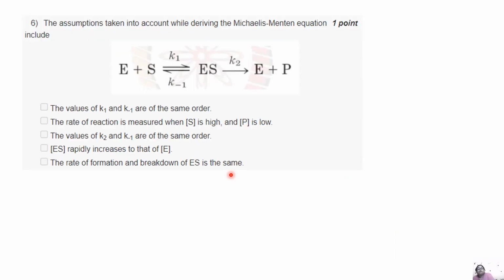The assumptions taken into account while deriving the Michaelis-Menten equation. So these are the five options. The values of K1 and K minus 1 are of the same order. The rate of reaction is measured when substrate concentration is high and product concentration is low. The values of K2 and K minus 1 are of the same order. Enzyme substrate complex concentration rapidly increases to that of enzyme concentration, and the rate of formation and breakdown of enzyme substrate complex is the same. So you can think about it for 1 minute and then we'll discuss.